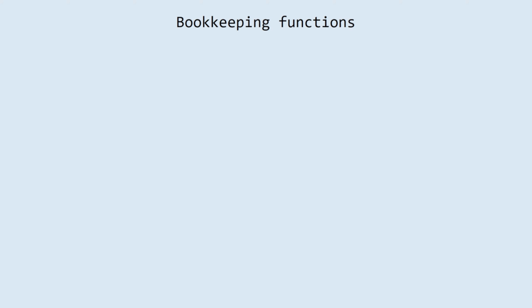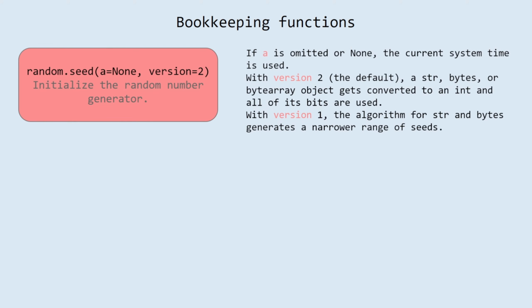Bookkeeping functions. Seed, initialize the random number generator. If a is omitted or None, the current system time is used. With version 2, the default, a str, bytes, or bytearray object gets converted to an int and all of its bits are used. With version 1, the algorithm for str and bytes generates a narrower range of seeds.